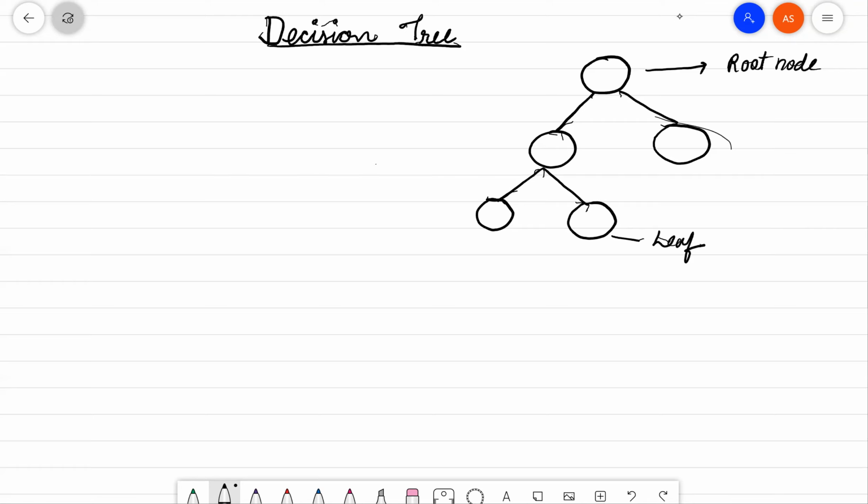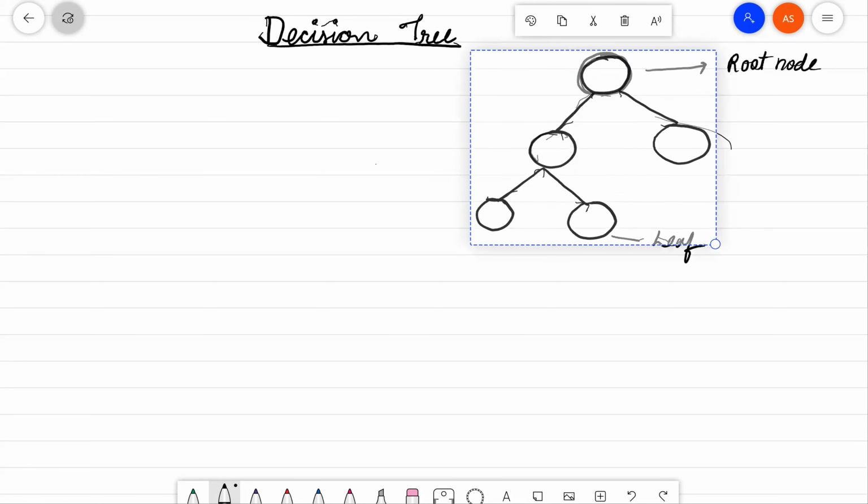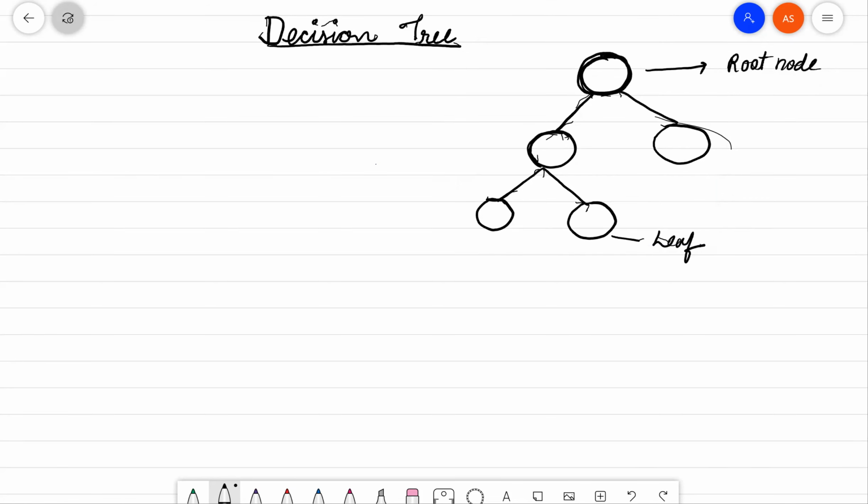So in a decision tree, why is this tree called the decision tree? Because we will take the decision on each node. On this root node we will take a certain decision, and on the basis of that decision it will divide further into two nodes, and on this second node we take the next decision.